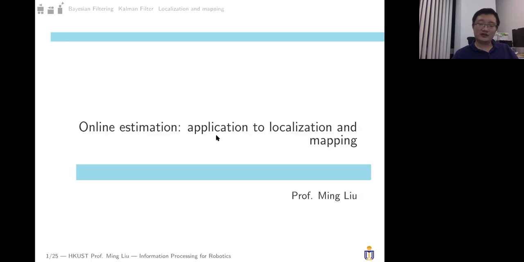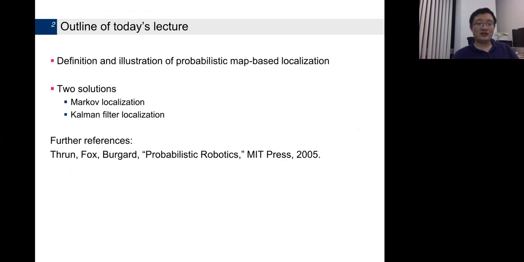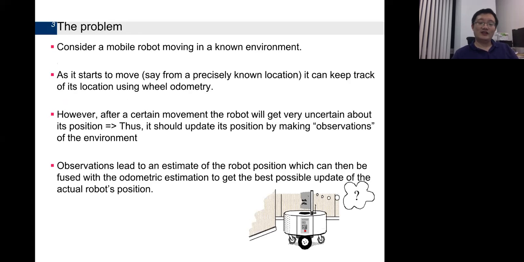Also a little bit next week. So the overall topic is called online estimation. We introduce two solutions. One is Markov localization. The second one, typically we call Kalman filter localization, but it doesn't matter. What matters is the inherent structural representation.